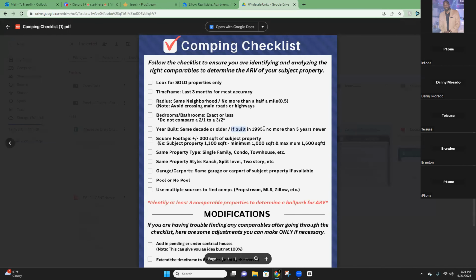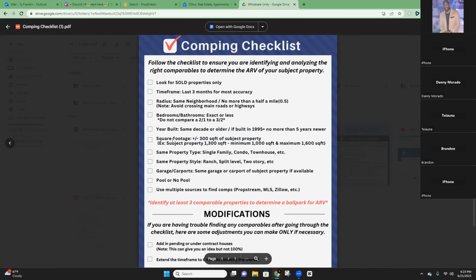Okay. Now, I have here as well, if built in 1995 or newer, no more than 5 years newer. So if the house was built in 1995, I don't want to look at properties built in 2005 or newer. And the reason why is because those houses are built different. A 1995 house versus a 2002 or 2003 house is way different. It's a different style, right? So you want to keep that kind of narrow.